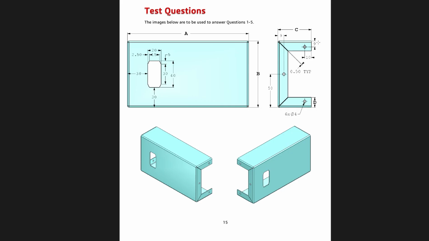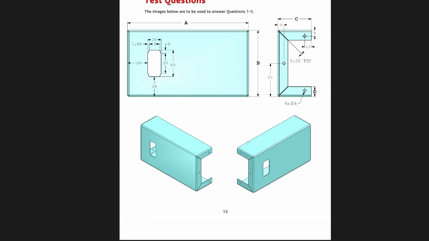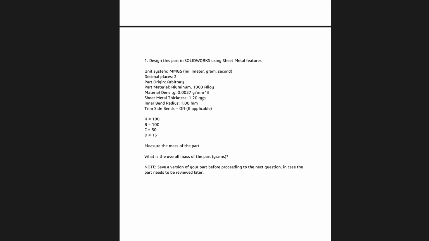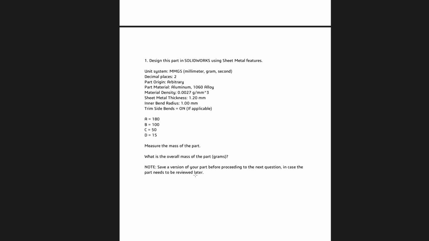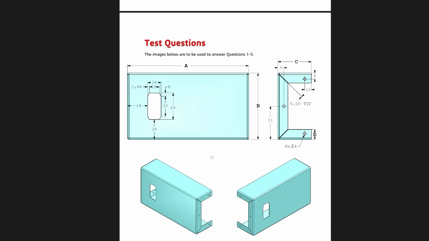So we've got A, B, C, and D, and then we've got some holes to punch through this, including this oblong looking hole here. First question is design this part in SolidWorks, this sheet metal part. And we're using 1060, of course. Okay, a couple of things to pay attention to are our sheet metal thickness and our inner bend radius here. Trim side bends, we can set that on. Pretty easy to find there in the settings, but it's not giving a K factor, so we're going to assume it's just 0.5. So let's get started.